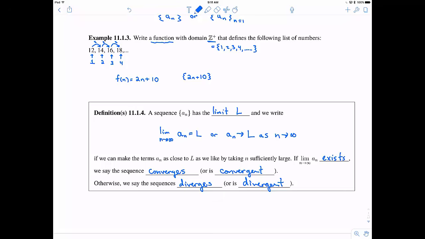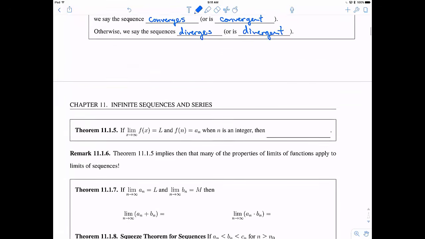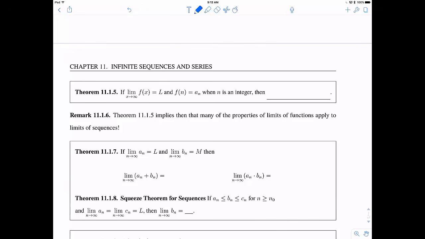All right, now let's take a look at this nice big theorem here. We're going to be talking about a function f of x, and suppose it has a limit L, and that a sub n, our sequence, is defined as f of n, where n is of course an integer. Then the limit as n approaches infinity of our sequence will also converge, and it will converge to the same limit L.